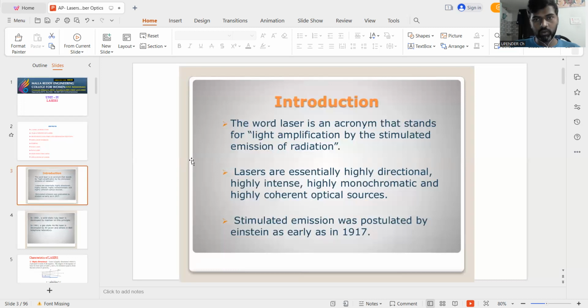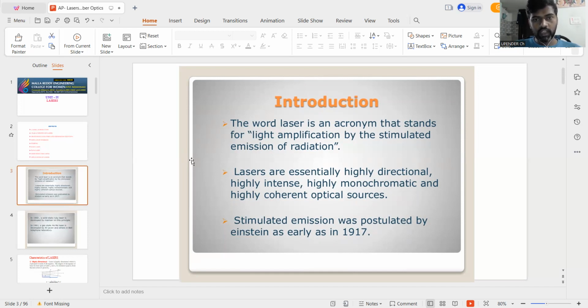There are two types of emission processes. The first one is the spontaneous emission process. The other one is the stimulated emission process. Laser follows the stimulated emission process to produce the laser light and increase the amplitude of the light.